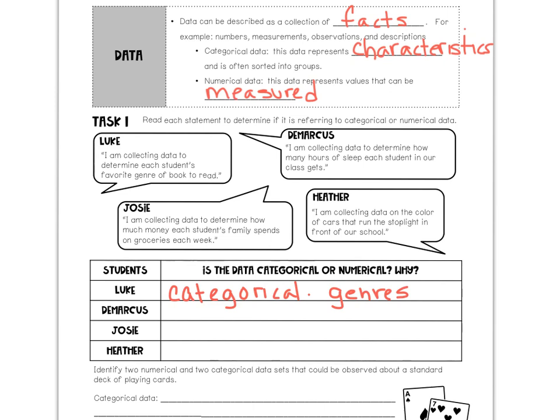DeMarcus says, I'm collecting data to determine how many hours of sleep each student in our class gets. Well, that's going to be numerical. The responses will be a number of hours. Next, Josie says, I'm collecting data to determine how much money each student's family spends on groceries each week. Well, how much money is numbers, so this one also must be numerical, because their answers will be the amount of money.